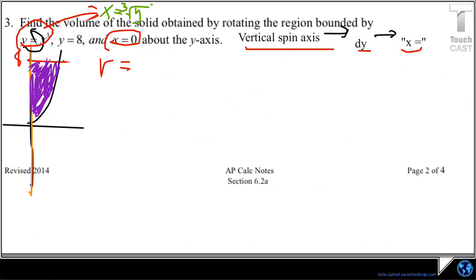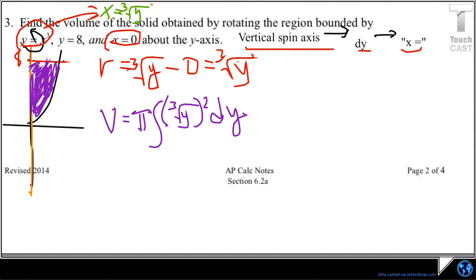x equals cube root of y, and I want right minus left. So right is the black curve, which is the cube root of y, and left is the orange curve, which is x equals 0. Of course, that simplifies. And now I'm ready to integrate. So I've used my formula, volume equals pi radius squared times dy. And I'm looking at the values for y for my bounds. So the lowest value for y is 0, and the highest value for y is 8.